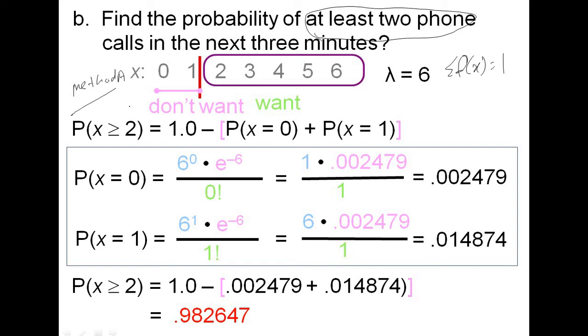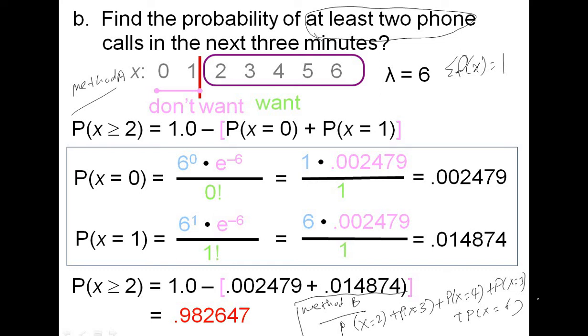If you don't want to use 1 minus, you can use method B, which is you calculate when x equal to 2 plus when x equal to 3 plus when x equal to 4 plus when x equal to 5 plus when x equal to 6. You will get the same answer.